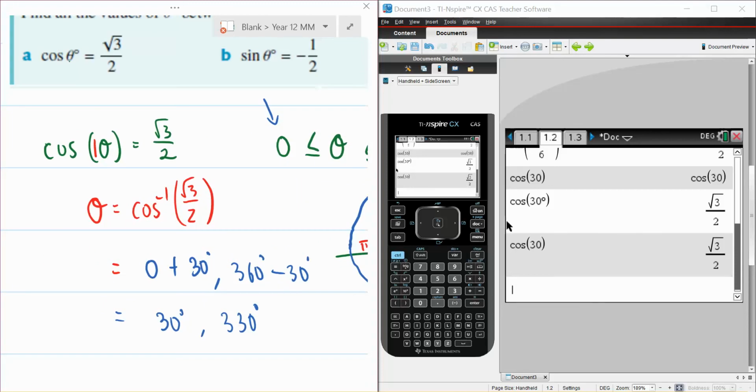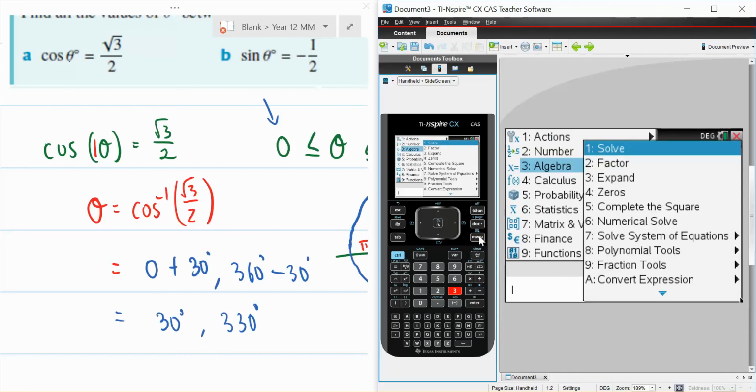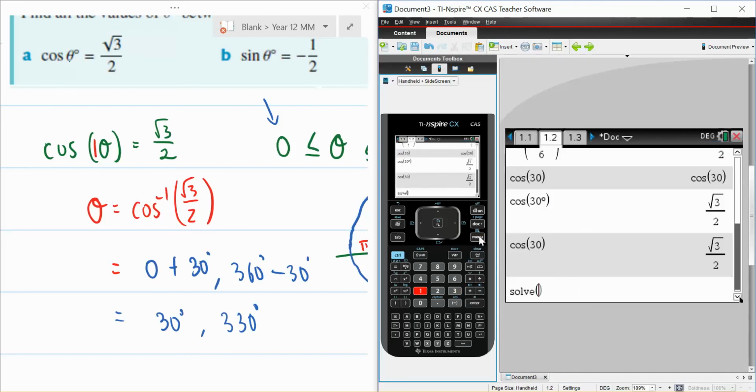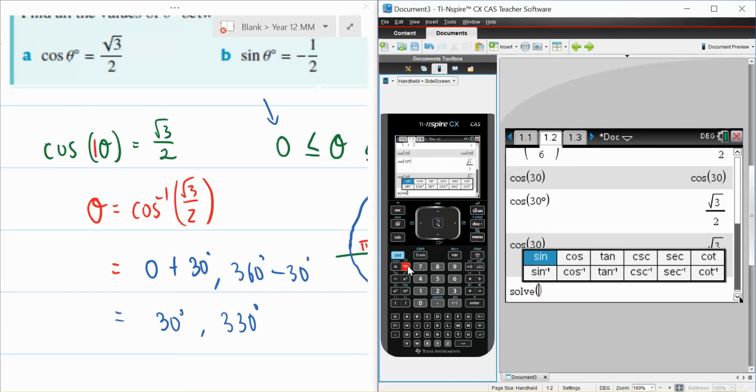This is what I'm going to get you to do on your CAS. On your CAS, we're going to do menu, 3, solve. So throughout the year, I've been teaching you solve, right? Solve. We're going to do cos. Go to Trig. Lauren, Finn, I'm teaching CAS. Be great if you're watching or doing.